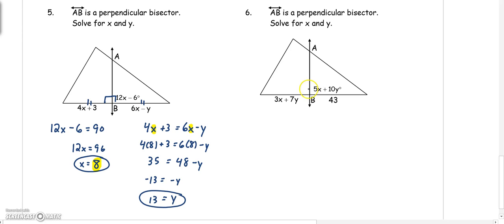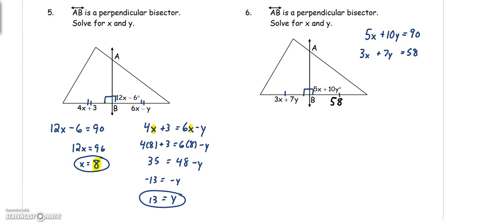AB is a perpendicular bisector again. So we have right angles, and my sides are bisected. So I can set up two equations. My first equation, 5x plus 10y is equal to 90 for the right angle, and then my bisected sides, 3x plus 7y is equal to 58.